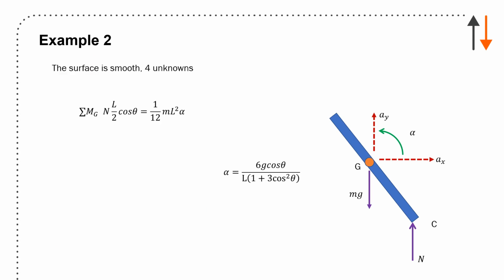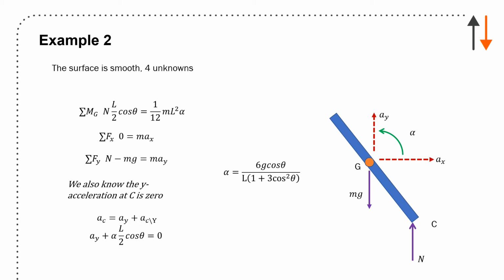I gave you the answer before I did the problem, but the sum of moments about G: L over 2 cos theta equals 1/12 ml squared. So now we're going to go about the center of mass. Same free body diagram, but I'm going to have 4 unknowns out of this. The sum of forces in the x direction is equal to 0, mass times acceleration x is 0. The sum of forces in y is just N minus mg, and mass times acceleration y.